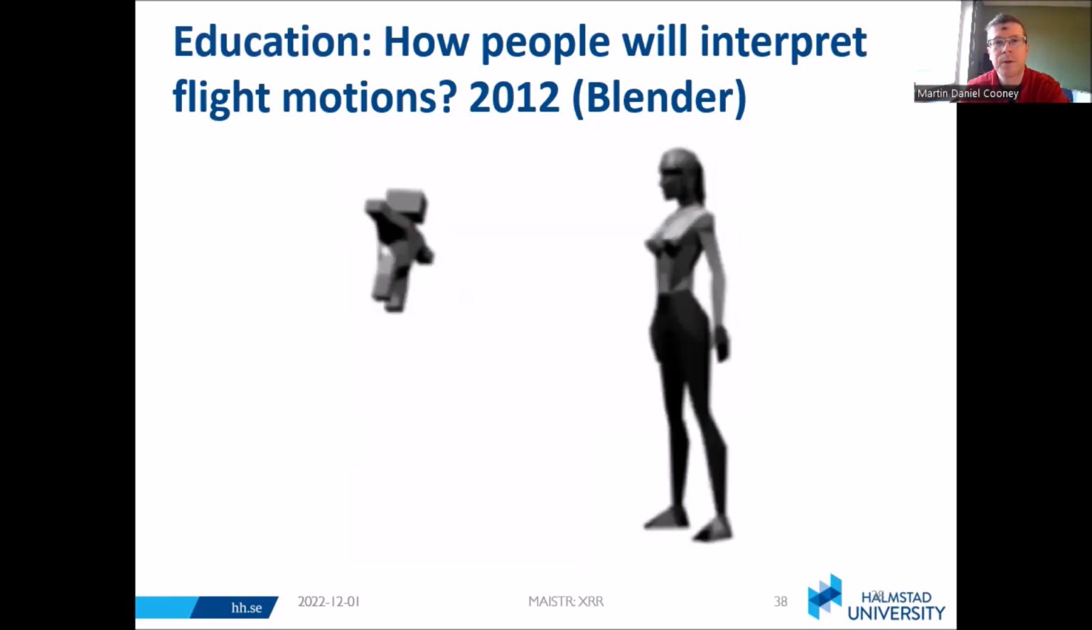Education, this also involved animations using Blender. This was about how people will interpret flight motions, so what they think is maybe dangerous. If a robot's flying by their head, is that dangerous?